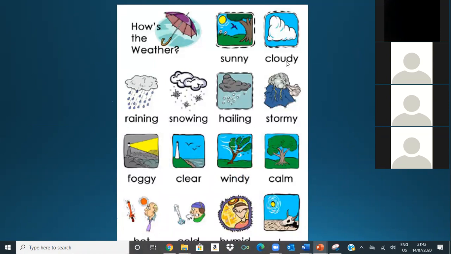Sunny. Cloudy. Raining. Snowing. Hailing. Storm or stormy. Foggy. Clear. Windy. Calm. Cold. Hot. Humid. Okay. Y el otro creo que dry.